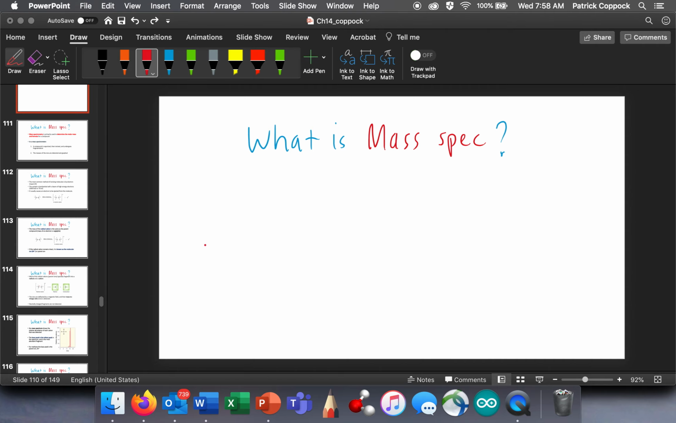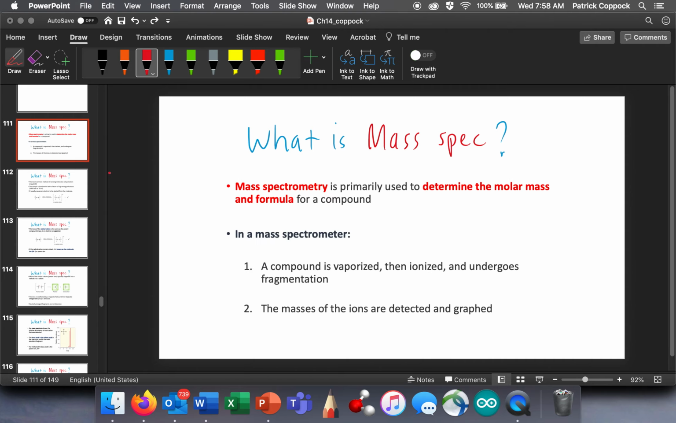Okay, so what is mass spec? Mass spectrometry is primarily used to determine the molar mass, which we've said before. It primarily determines the molar mass and the formula of a compound. It's very useful in finding the formula also. Okay, we're going to primarily do it to get the molar mass.